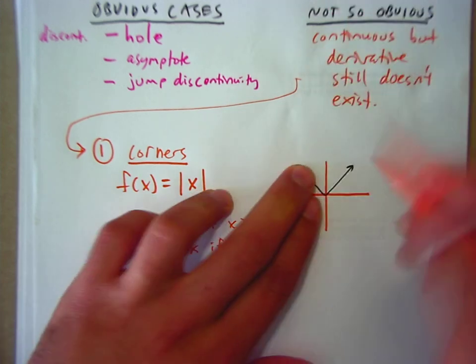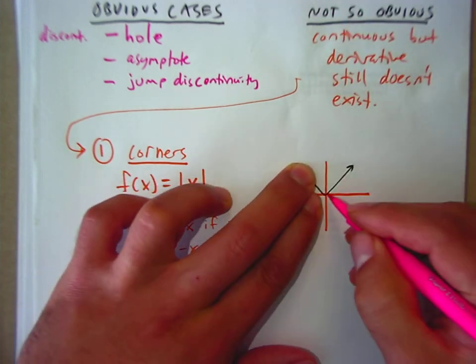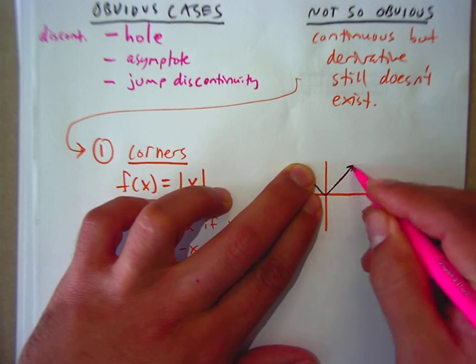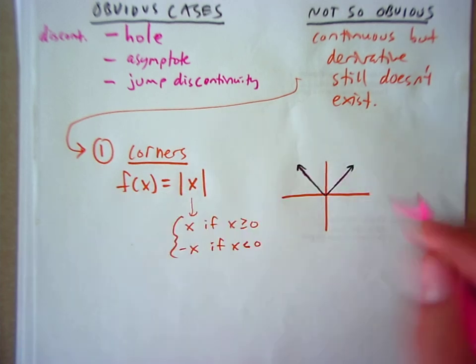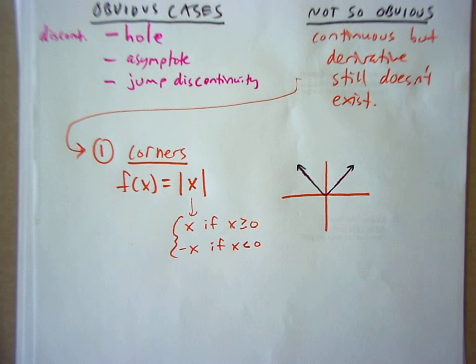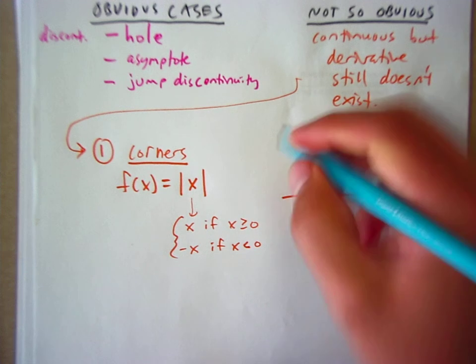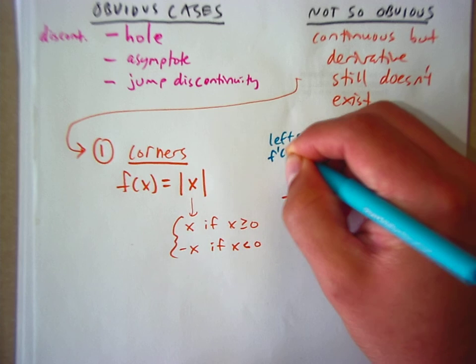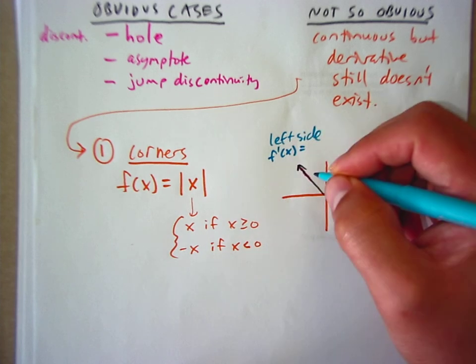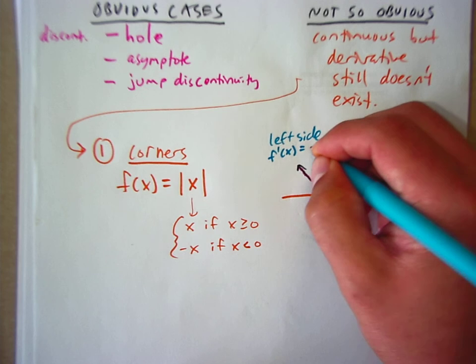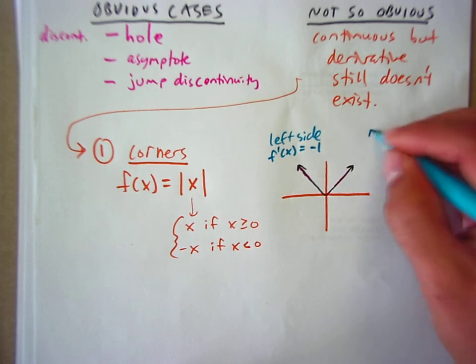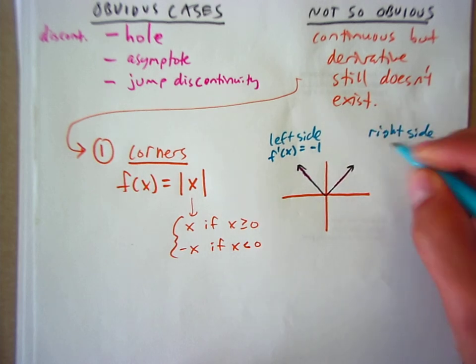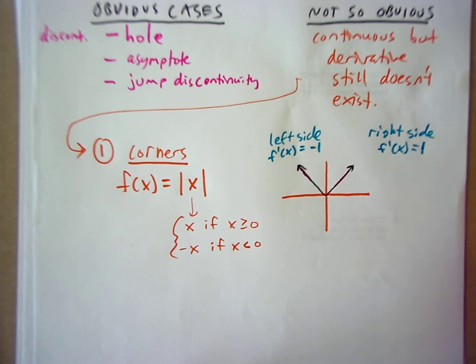Now on the right side, no matter where you are, the tangent line will always have a slope of 1. So here, let's actually put that down. Now how do I write that? So we would say on the left side, the slope, or f prime of x, is always -1. But on the right side, the slope or the derivative is always going to be +1, okay?